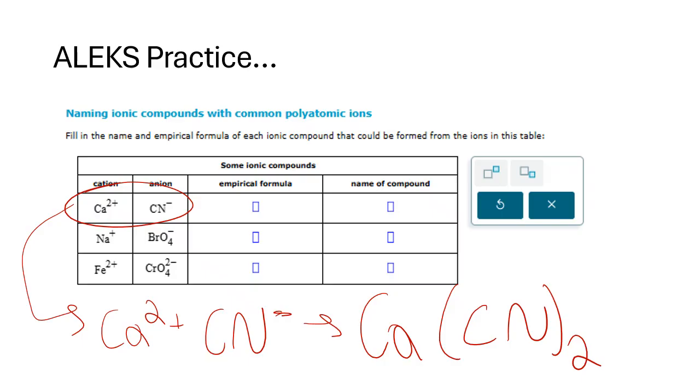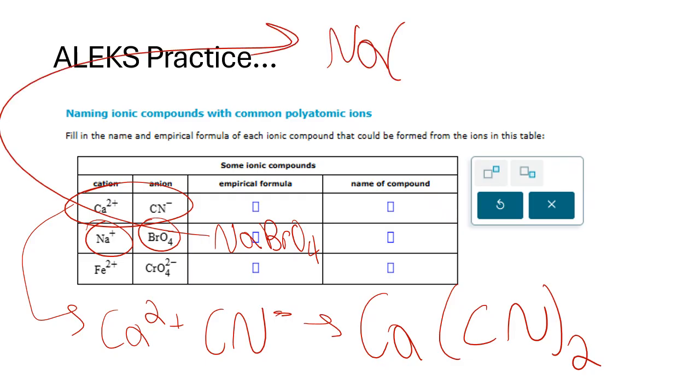Compared to that, the next one: sodium is +1, bromate is a -1, and they just cancel each other out. So no parentheses are needed. Something students would do here is write parentheses around it, but that would be incorrect because you only need parentheses if there is more than one.